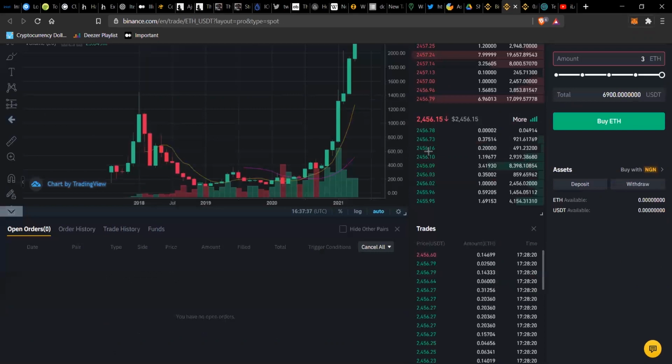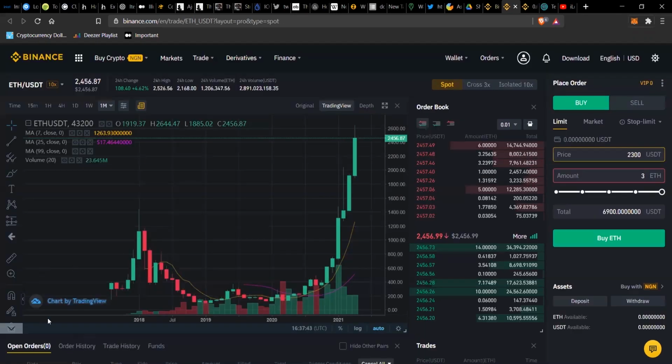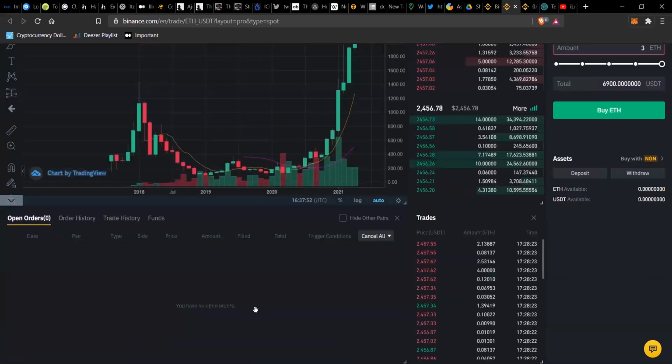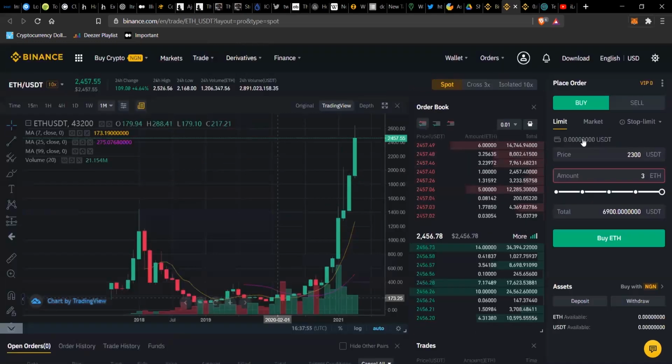So if I place a buy order to buy ETH at 2,300 and I would like to buy 3 Ethereum, then I submit the buy order. It will now come here to open trades. Why is it an open trade? Because it has not completed yet. So I place my buy order, then I put it there. So whenever Ethereum falls to 2,300, it would fill up my order and successfully complete my buy order.